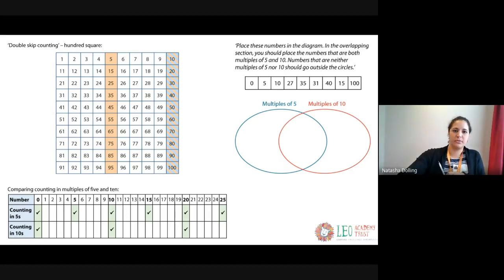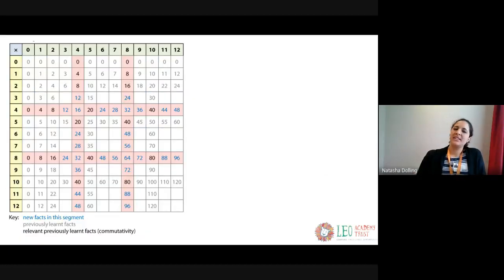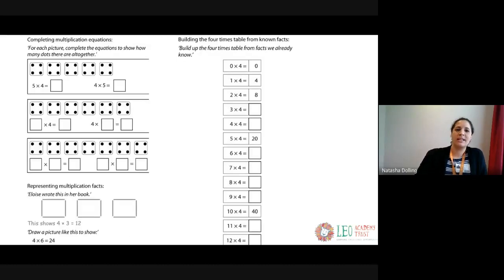Oh, I just went for the wrong one. And so then we're moving on to 4s and 8s, and we're filling in the multiplication square as we go. And as you can see, every time we're doing this, the number of facts that children need to learn is actually getting smaller and smaller. So very much similar things to what I've shown you for the 5 and 10 times table.